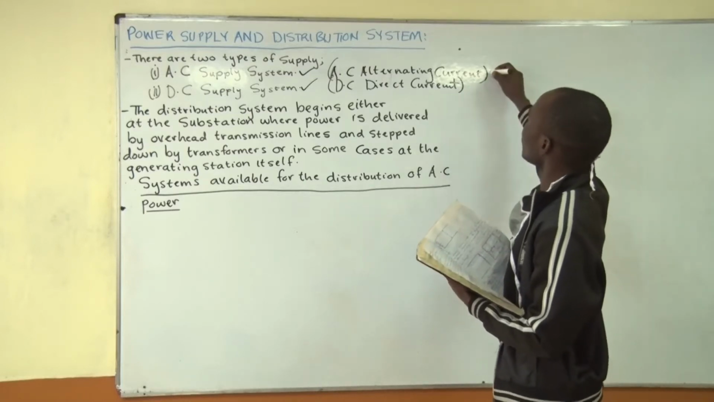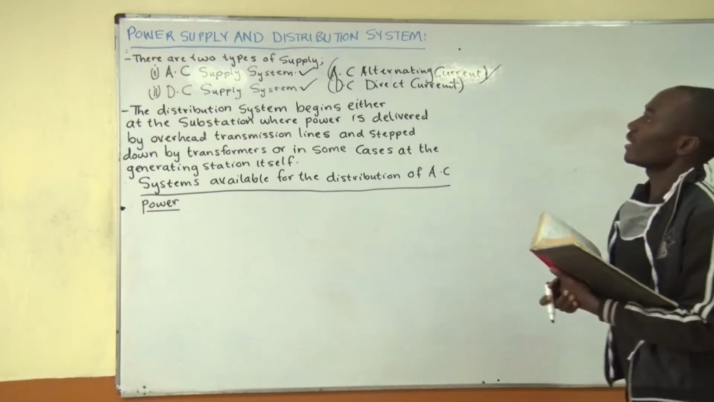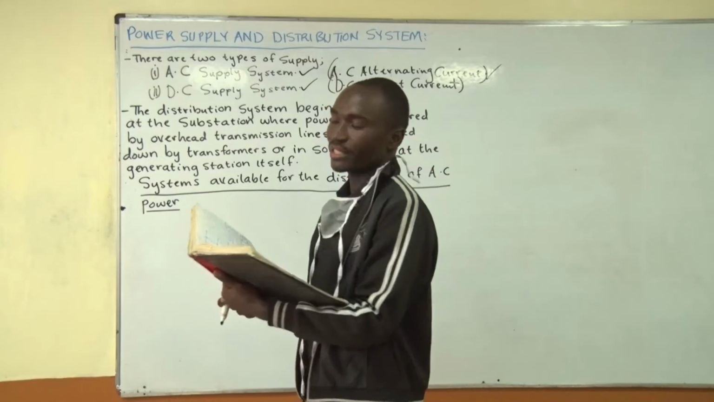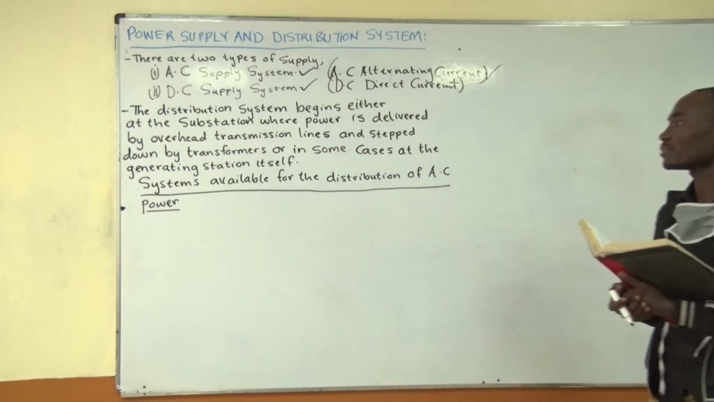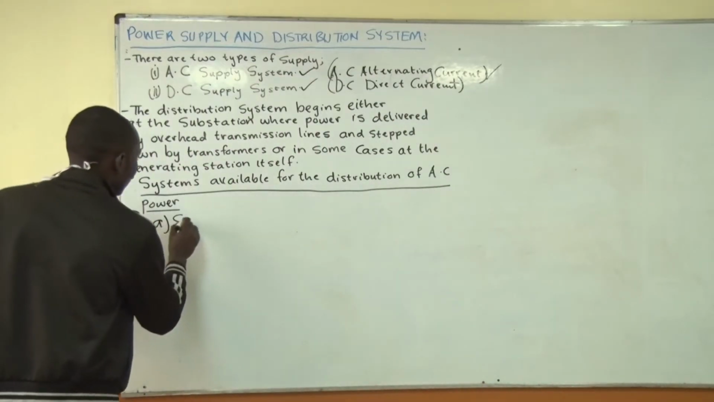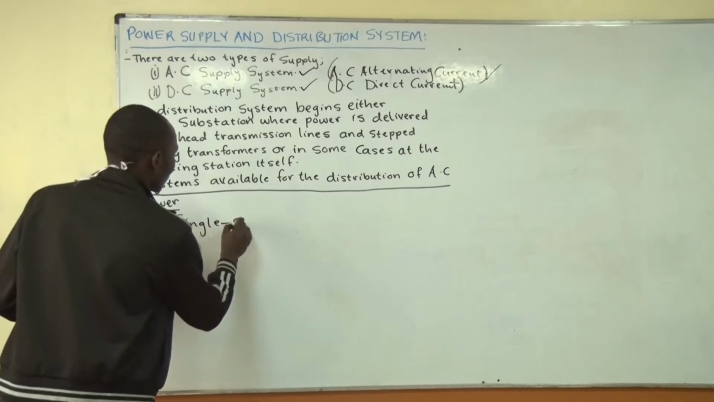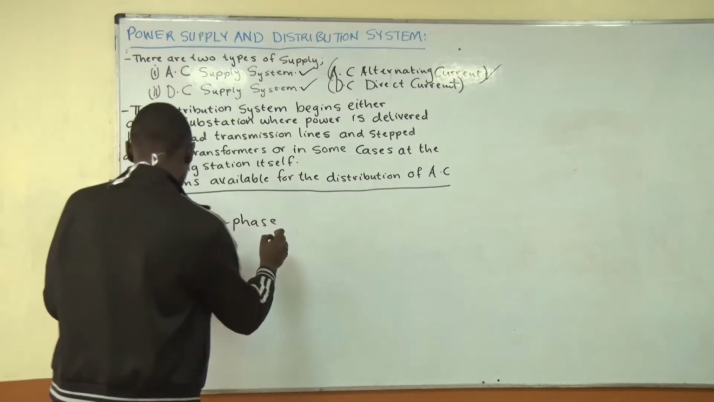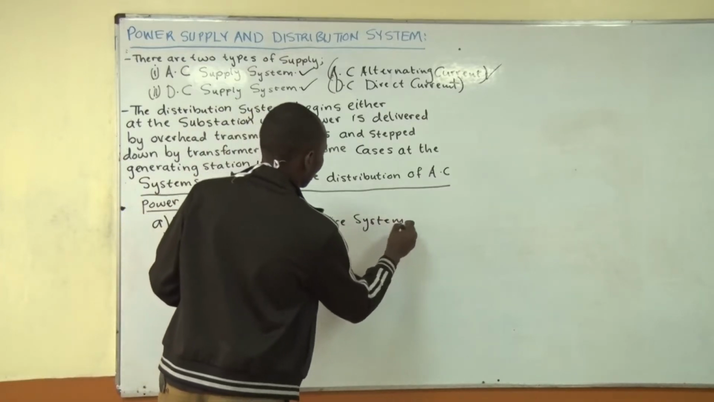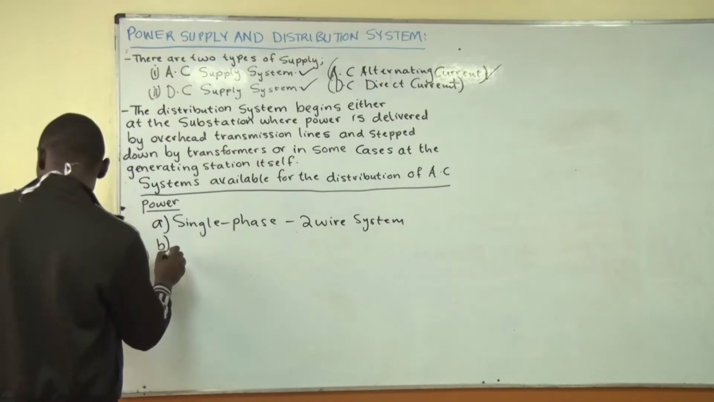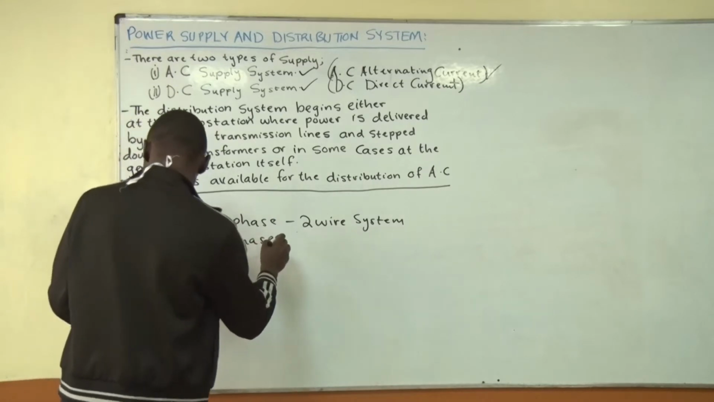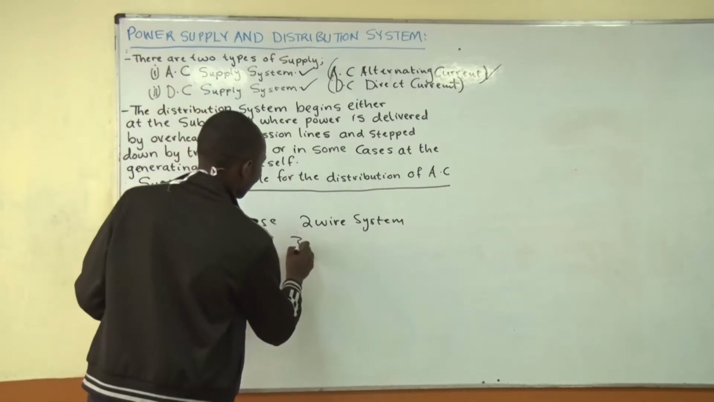So we have started with the AC power supply system. We have got 5 different types of AC power distribution systems. The first one is single phase, 2-wire system. Then the other one is single phase, 3-wire system.